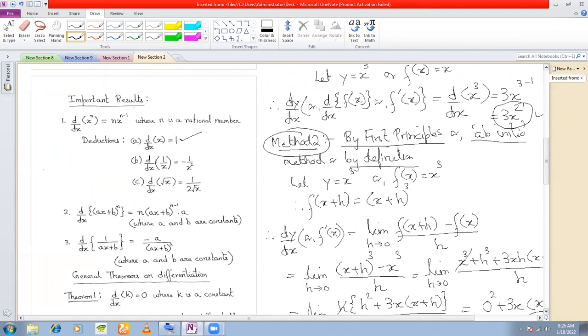The second thing that comes out of this formula, which you come across directly very frequently, is d/dx of 1 by x is minus 1 by x square. Remember this and memorize this. You cannot always use d/dx x to the power of n is equal to n x to the power of n minus 1 for this. Okay, how are we getting this?